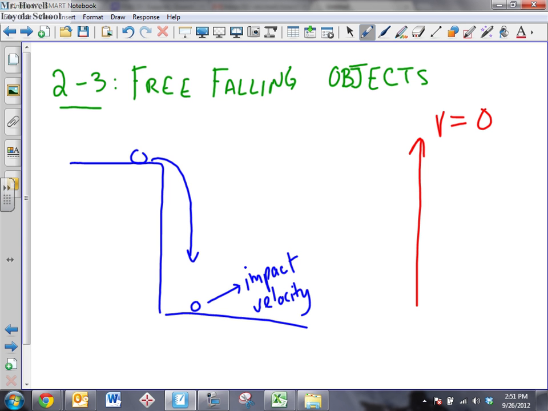So if we're looking at a problem where it starts at the bottom and it says, find the time it takes to get to the top, you would call this VF, and you would call this your VI, whatever that turned out to be. So keep this in mind when we're doing these problems. When it pauses at the top, its velocity is 0.